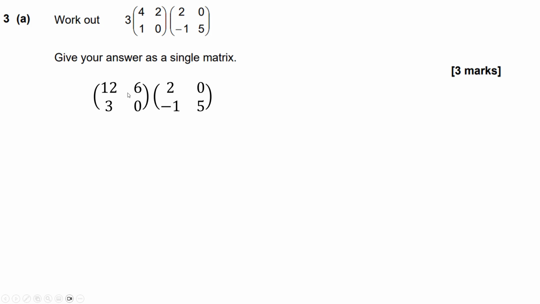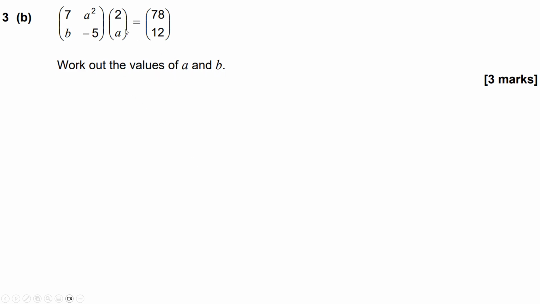And then you have 12 times 0, which is 0. Add 6 times 5, which is 30. 3 times 2 is 6. Add 0 times minus 1, which is just 0, so that's just 6. And then 3 times 0 is 0, 0 times 5 is 0. So that's your answer.